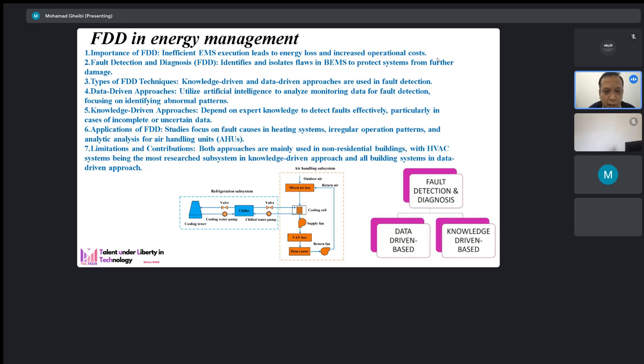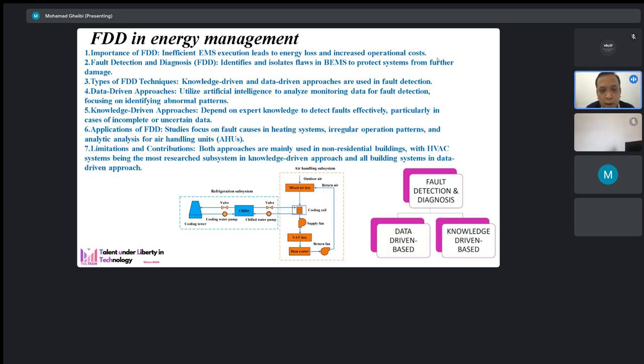Fault detection and diagnosis plays a vital role in identifying and isolating faults within building energy management systems, safeguarding the system from further damage. The types of FDD techniques are categorized into knowledge-driven and data-driven approaches.